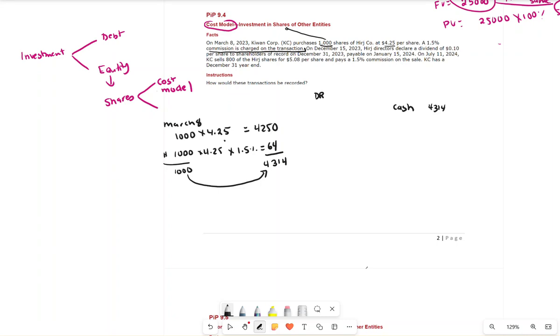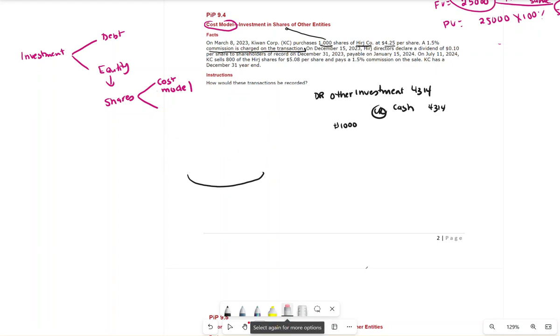Now, which company did you invest in? Hergy company. So what you record is other investments, and this is my credit, 4314. I'm just going to write it here so that later it becomes easy for us to work out when you sell it, because I wanted to make it as easy as possible. This transaction is done on March 8th.